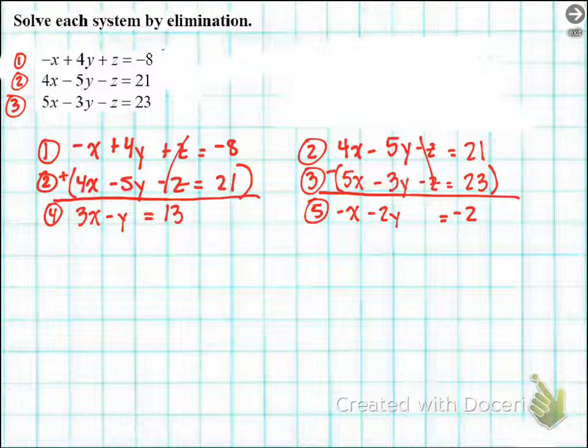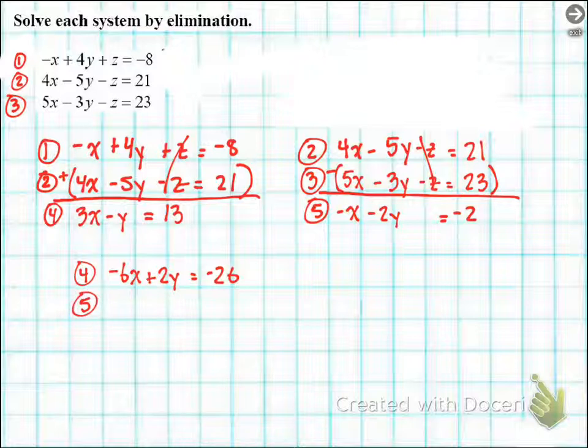So let's take equation 4. I'm going to multiply by negative 2. So we got 4, I'm just modifying it. It's negative 6x plus 2y is equal to negative 26. Equation 5 is negative x minus 2y, I multiply by negative 2, is equal to negative 2.